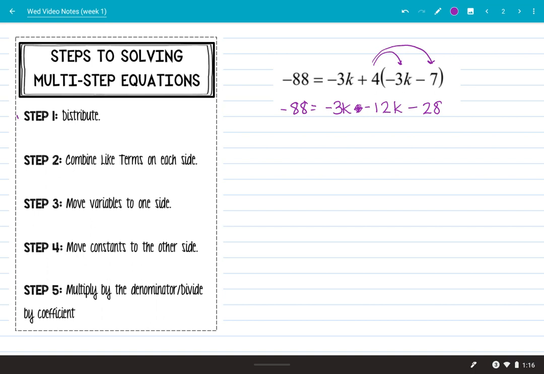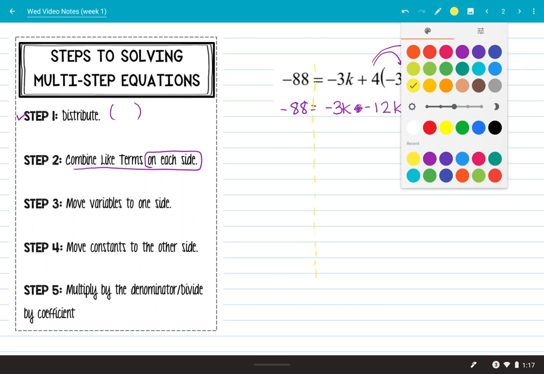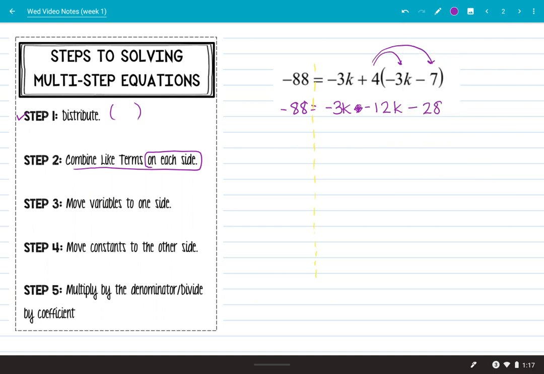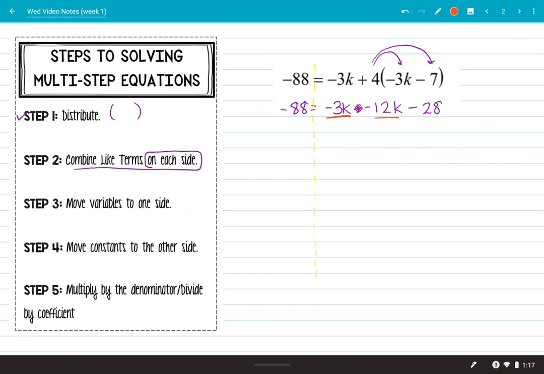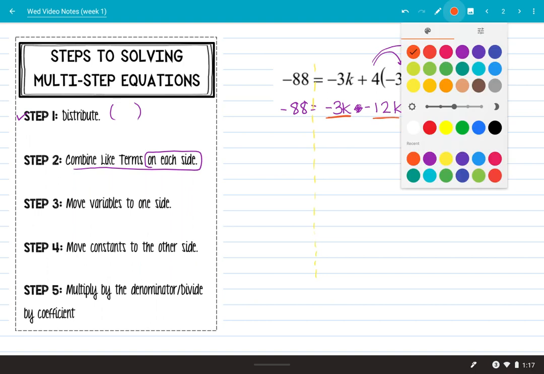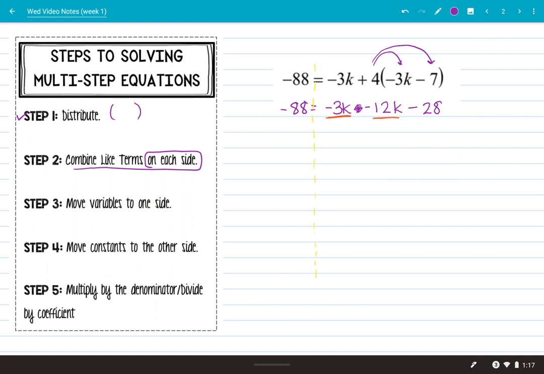Now, so we did step 1. That was distribute, get rid of the parentheses. Now, step 2 is combine like terms on the same side, okay? So on the same side. So if we look at it, and sometimes when you have it with the line down, it's easier to see. The left side, they only have one thing, so we can't combine it. But on the right side, we do have a K here and a K here. So we can actually combine them.